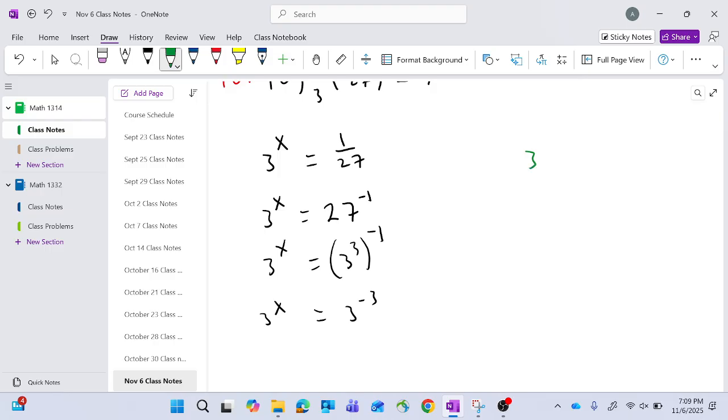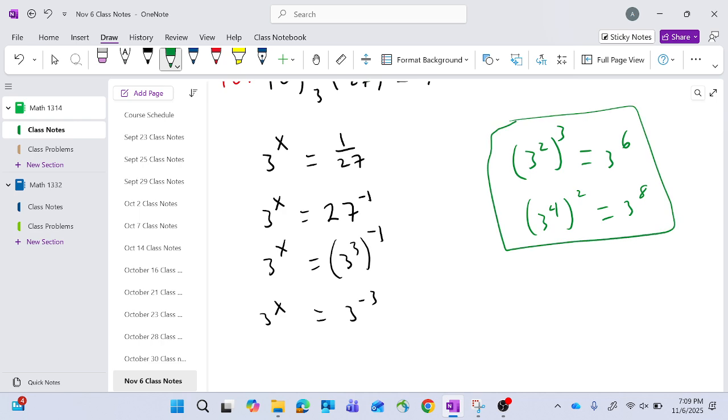So 3 squared to the 3rd power is 3 to the 6. Anytime you have power to a power like this, you multiply them. So 2 times 3 is 6. So 3 to the 4th squared will be 3 to the 8th. This is kind of an aside. Power to a power, you're going to multiply them. Everyone fine with me? Following?